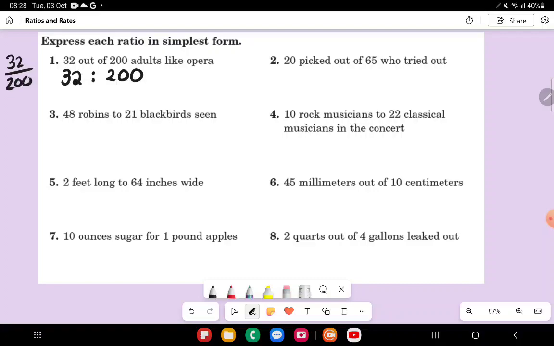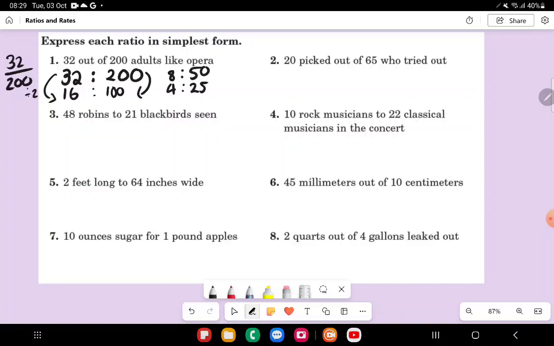So if we wanted to do that, we could divide 32 by half. There's different ways of doing this, but let's just say we're going to divide by half, divide by 2. So this becomes 32 divided by 2 is 16 to 100. What I do on the left hand side, I do on the right hand side. I can half it again. So half of 16 is 8 to 50. Half it again, 4 to 25.